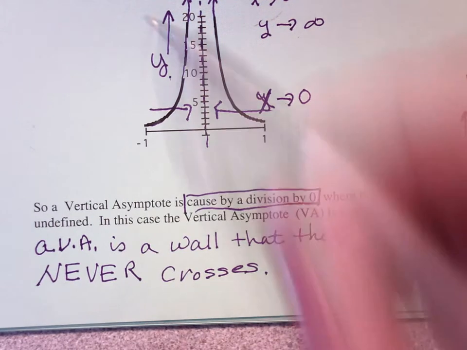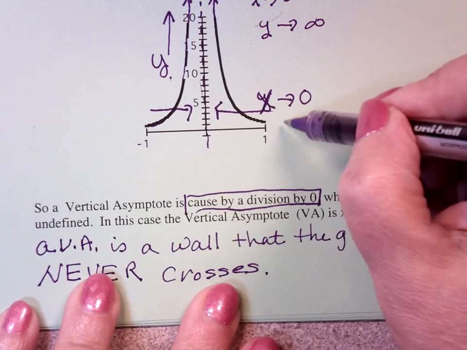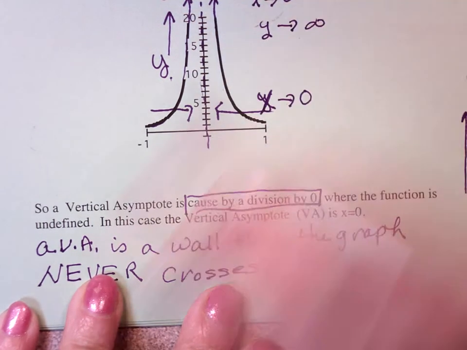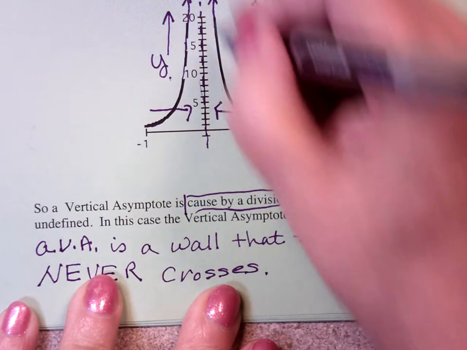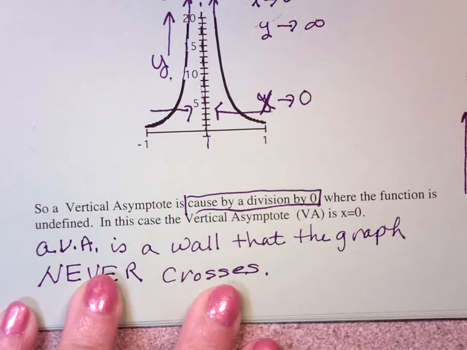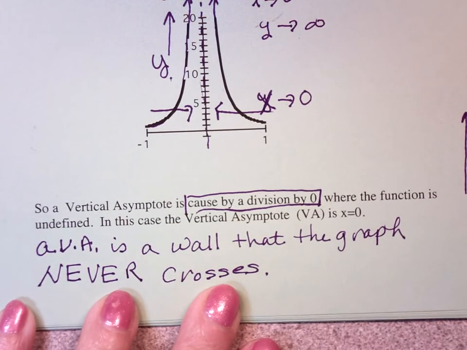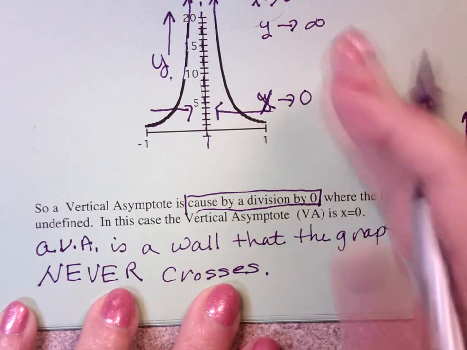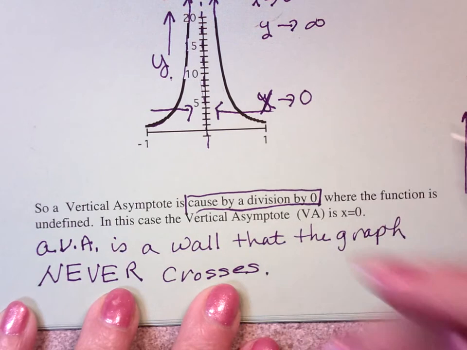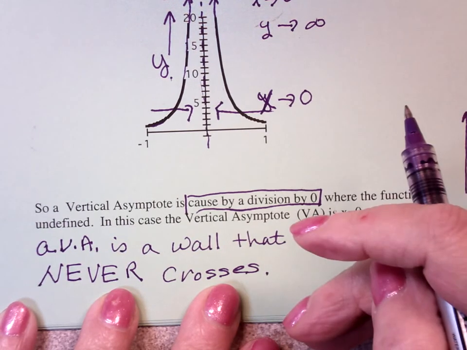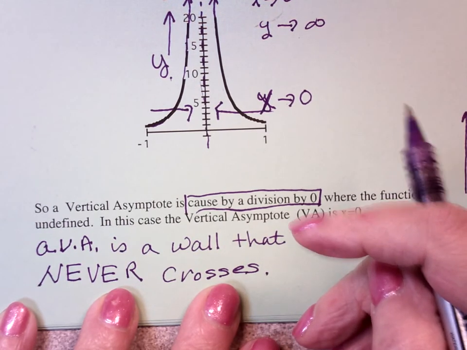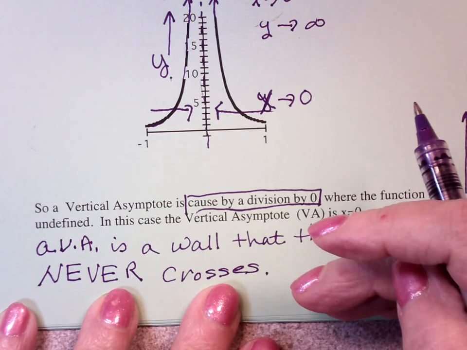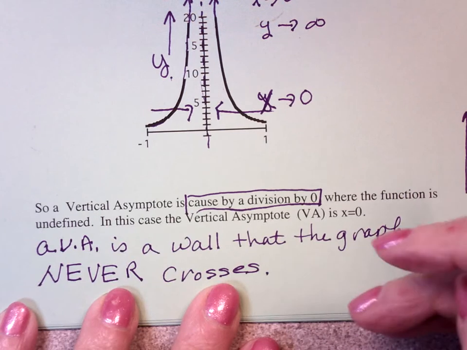And that's what the vertical asymptote forces. It forces the graph, when it comes in toward the wall, to basically bend. It'll either bend up the wall or it'll bend down the wall, depending upon what the function is. But it will never, ever cross the wall. So vertical asymptotes are caused by a division by 0. That's that old, I can't divide by 0, because division by 0 is undefined. It creates a wall that the graph will never cross.